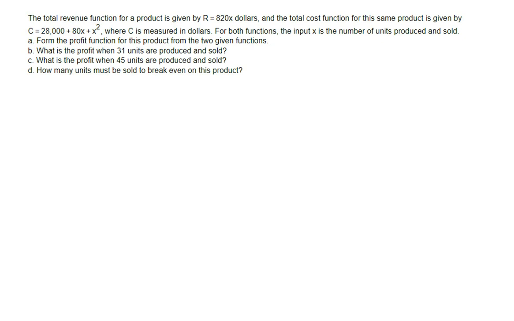Okay, you've got the total revenue, which is R equals 820x dollars, and then the total cost function, C equals blah, blah, blah, where C is measured in dollars, and for both functions, the input x is the number of units produced and sold. Okay, so part A says, form the profit function for this product from the two given functions.